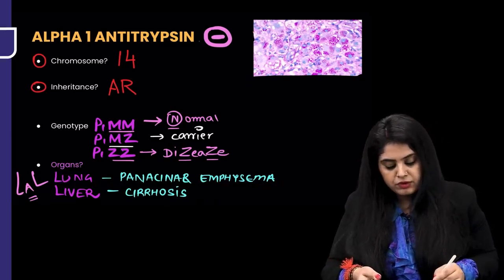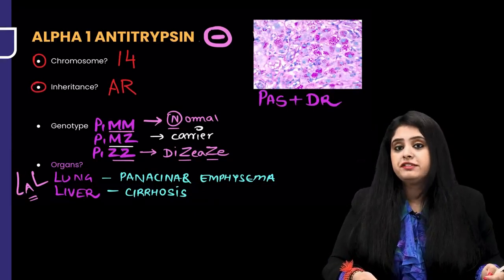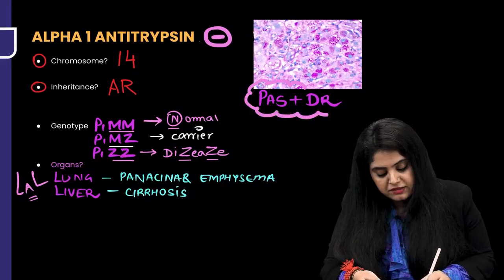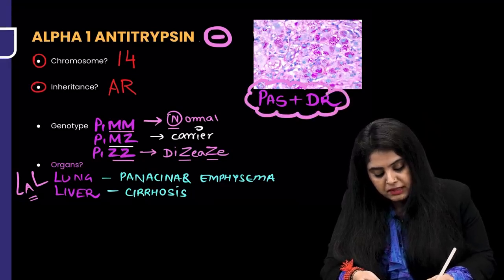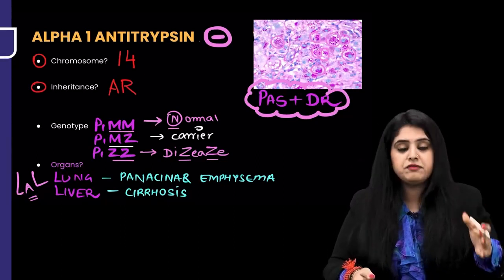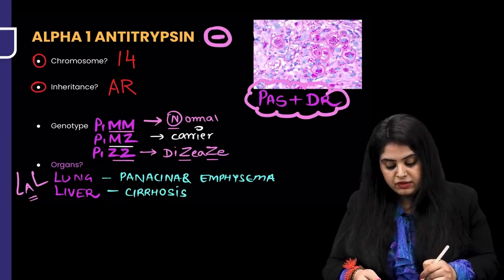Finally, how are you going to do the diagnosis? You will have to do a stain. Name of the stain: PAS positive, diastase resistant. Always remember, PAS means pink color. It is PAS positive, diastase resistant. This is your flashcard for the enzyme disorders, that is alpha-1 antitrypsin deficiency, with which you have finished.